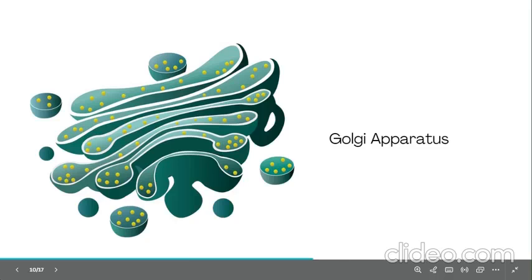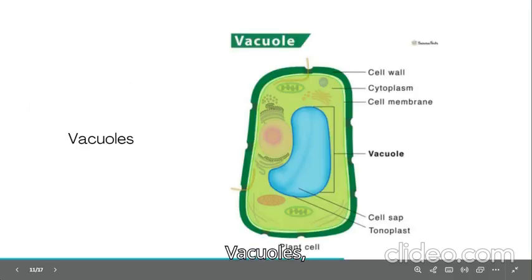Golgi apparatus is a set of specialized and connected sacs. It modifies molecules like proteins, packages them, and sends them to other parts of the cell or to the outside. Vacuoles are similar to vesicles but more extensive. They are really big. In the plant cell, there is a big vacuole that fills itself with water.